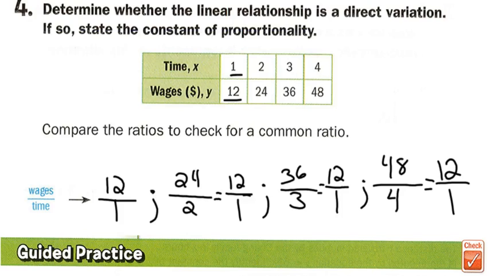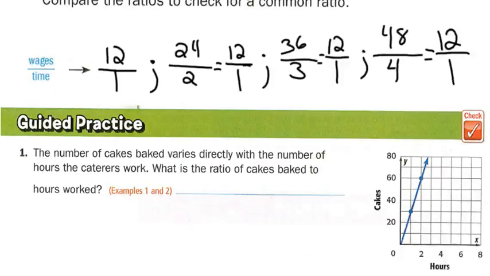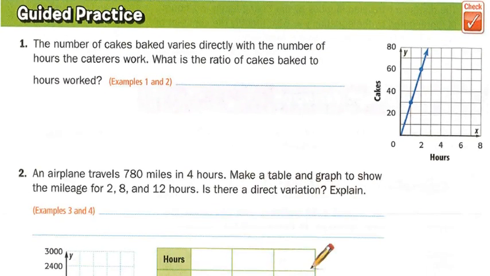So as you can see, they all have a common ratio of 12 over 1. So the constant of proportionality, which we use as k, equals 12 over 1, or simply 12. There you go. So really, same idea as proportionality. Find the slope. It'll give you the exact same answer. All right, check out your guided practice, and we'll work on this tomorrow.